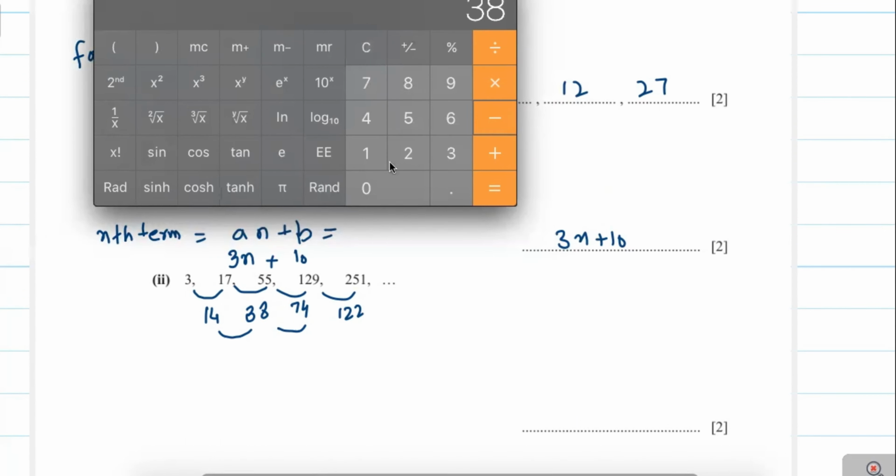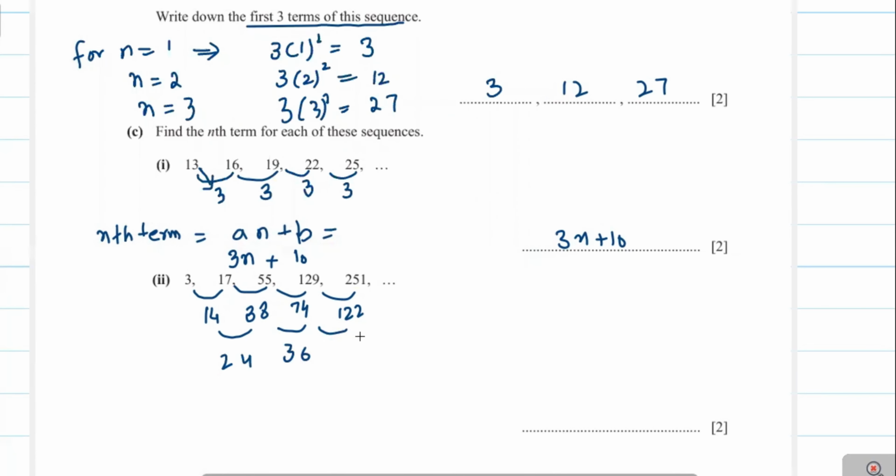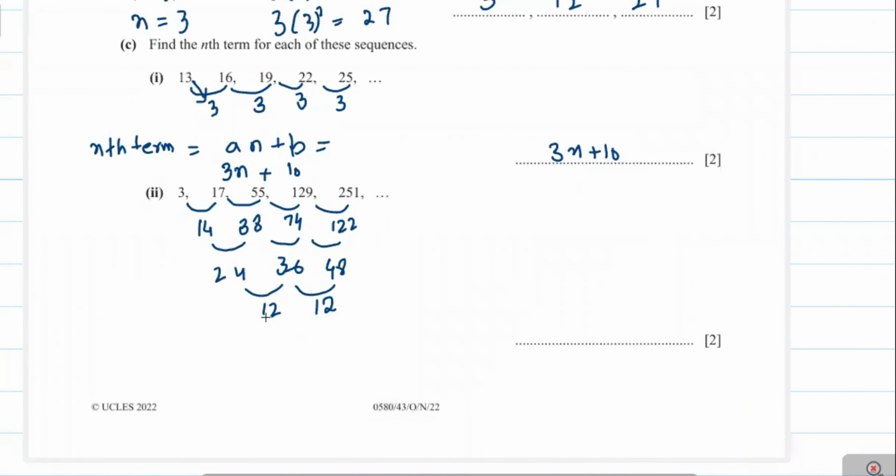38 minus 14 is 24, and 74 minus 38 is 36. And 122 minus 74 is 48. The differences between them are not the same. Therefore, the sequence is not a quadratic sequence. If the second difference is the same, the sequence becomes quadratic. Now we see the third difference. Now you see here, this is 12 and this is 12, the difference is 12. Now you can see the third difference is the same. This is a cubic sequence.